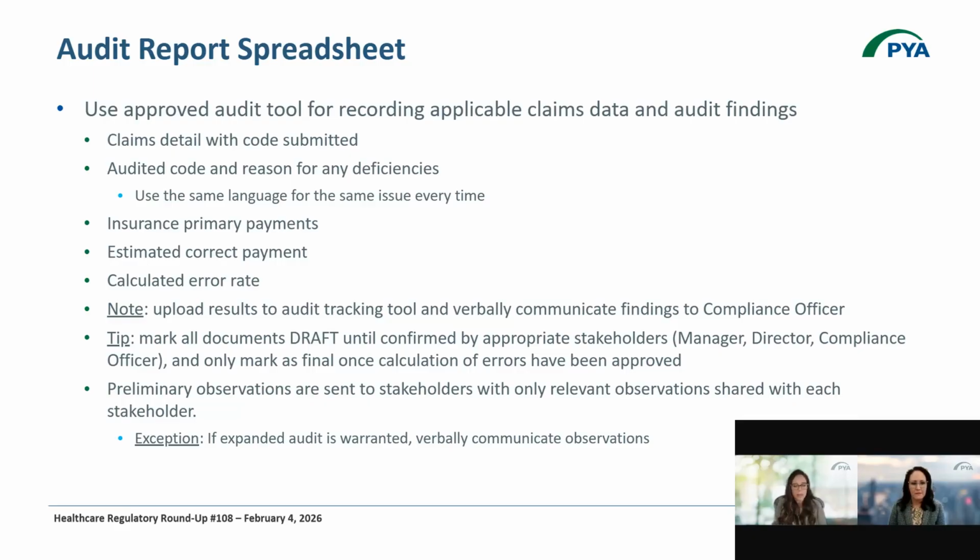You want to include your payments in order to calculate your financial error rates. And then you want to verbally communicate to your compliance officer or other leadership and be sure any written documents are marked as a draft copy until approved. As you communicate to higher leadership, it's important, again, to stick to your scope, stick to what the relevant findings were. And Valerie, do you want to hand it over to you for the expanded audits?